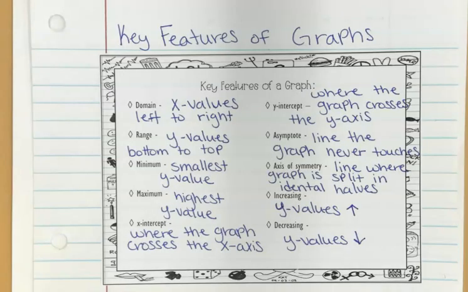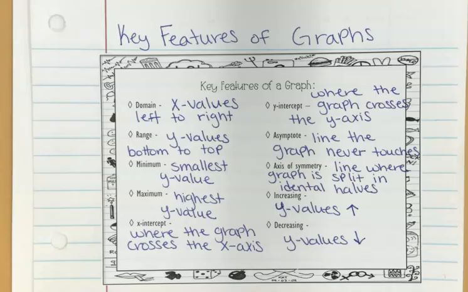So if you need to pause and fill in these definitions, you are welcome to. Domain is our x values, and we list them from left to right. Range is our y values, and we do list those from bottom to top of our graph. A minimum is a smallest y value and a maximum is your highest y value.